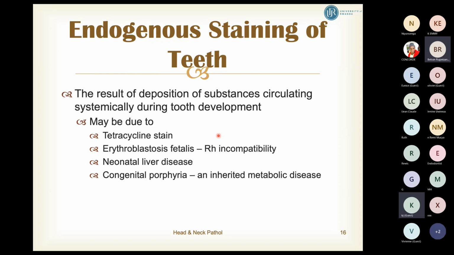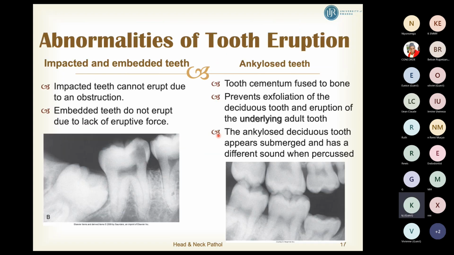Congenital porphyria, an inherited metabolic disease, maybe you have seen that in biochemistry. So the anomalies of tooth eruption. So we have impacted and embedded teeth. Embedded and impacted teeth look the same maybe on radiographs.